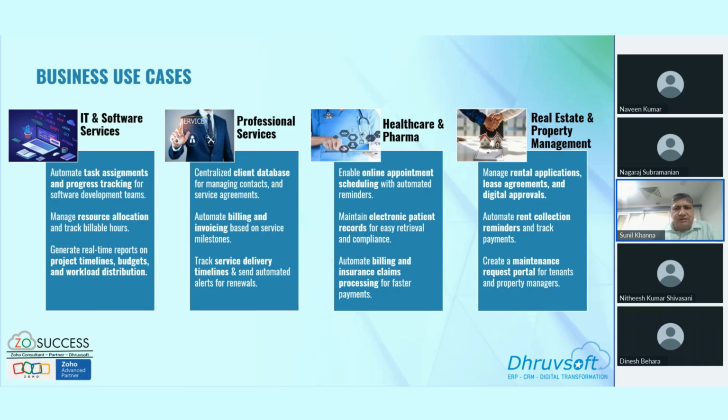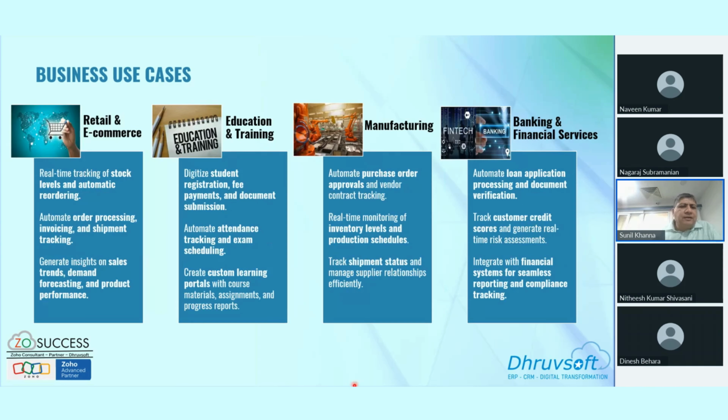Let's see some more use cases. Naveen? Yes, in retail, you can track the stock levels and the automatic reordering point, how your stock currently stands, and you can also track your order processing as well as your shipments. You can also track the sales trends as well as demand forecasting by using Zoho Creator.